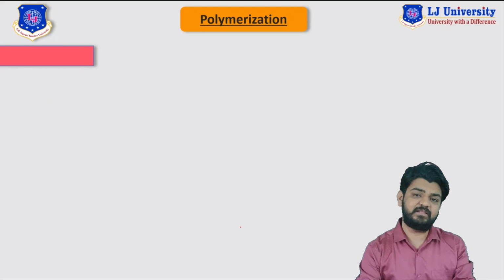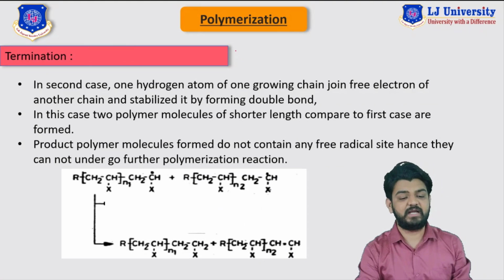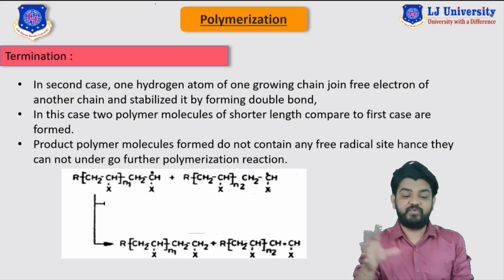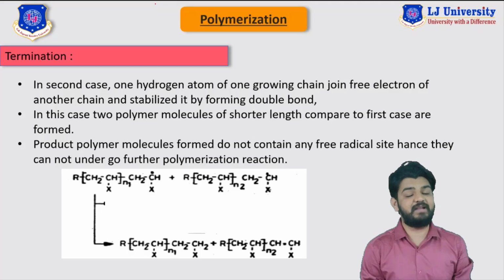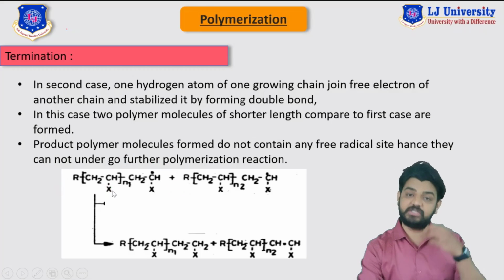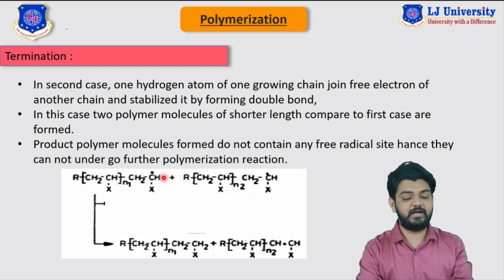Now in the second method, you can see here that one hydrogen atom of one growing chain joins the free electron of another chain and stabilizes it by forming a double bond. So in the second method, we make a double bond out of it. Now with the same example, we can understand the second method as well. You can see we have taken the same compound that we used in the previous example. Here is that compound, and here is one more growing polymerization chain.